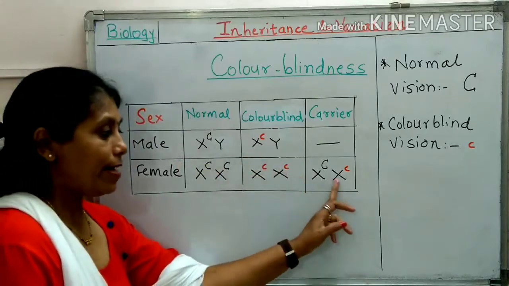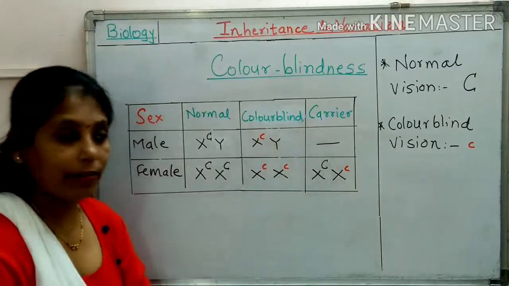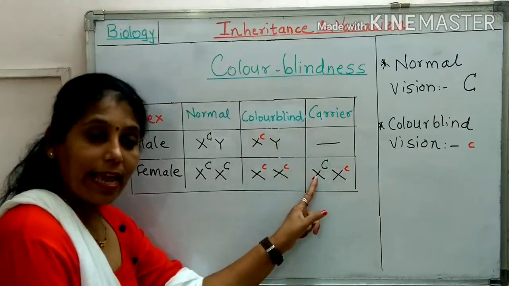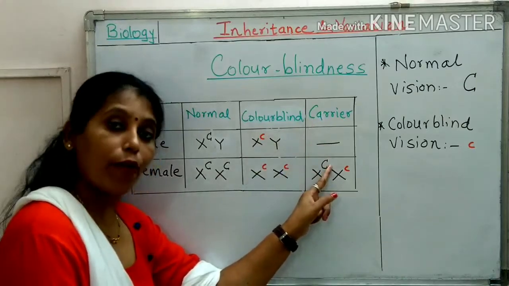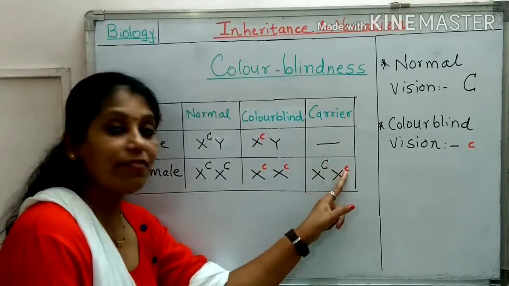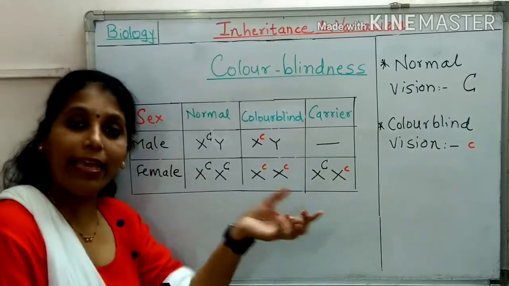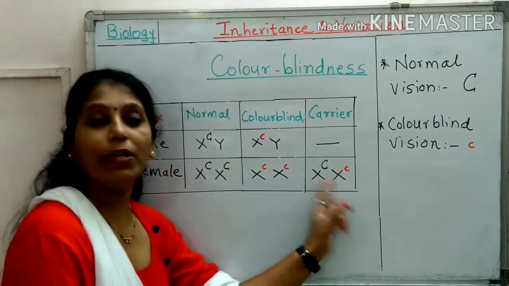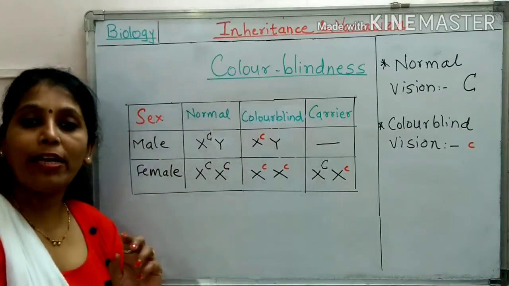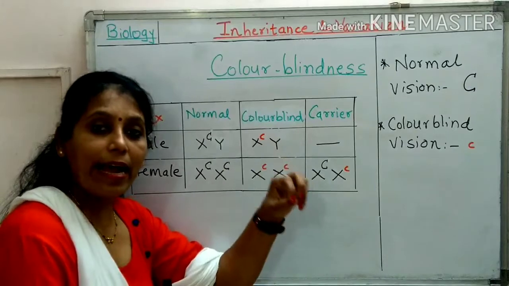Here X and X, female carrier. What do you mean by carrier? One X carries the dominant gene for normal vision. Another X carries the recessive gene for color blindness. Such a woman is called a carrier woman. Why is that woman called a carrier? Because that woman carries that gene.